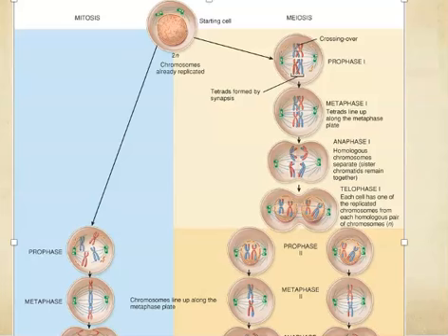So, late prophase 1, that's when crossing over occurs. Metaphase 1, that's when homologous pairs of chromosomes line up. During anaphase 1, we're going to separate those homologous pairs. During telophase 1, we're going to make two new nuclei. And then we're going to have a cytokinesis. And now we've produced two daughter cells, but we're not done yet.